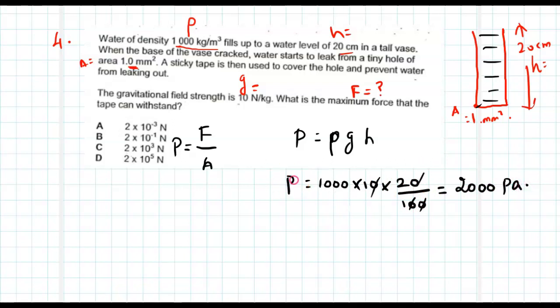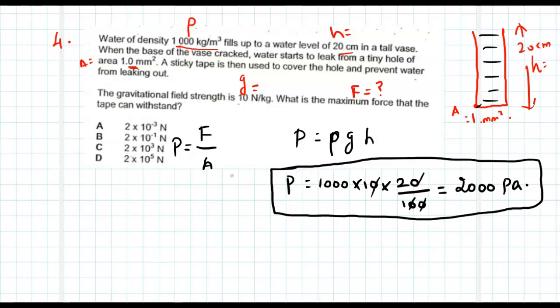This is the total pressure the water is acting onto the container at the base level, 20 centimeter. At the base, 2000 Pascal. Now what is the maximum force which the tape can withstand? It means the same force that the water is producing onto the crack. So how can we find it? Another formula: pressure is equal to force divided by area. I want to find the force, so cross multiply: pressure multiplied by area.